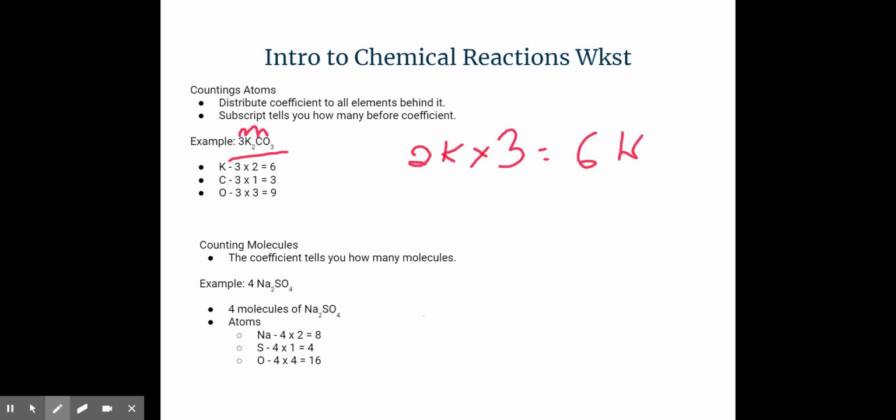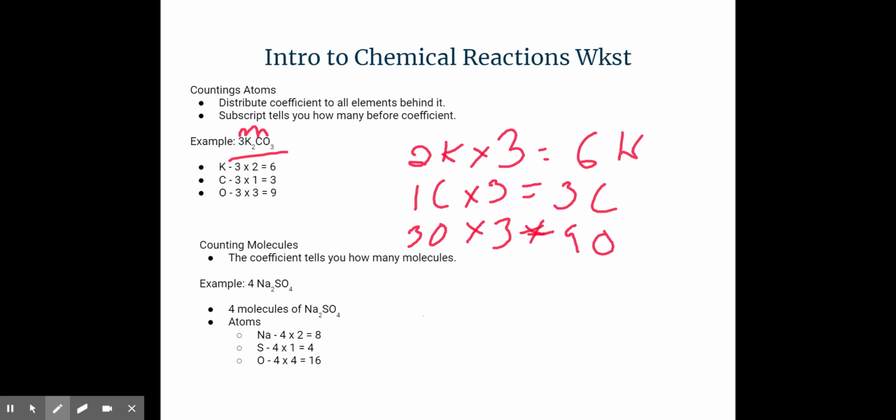Same can be true with carbon. Originally you have 1 carbon. You're going to multiply by 3, giving you 3 carbon. Oxygen, there's already 3 O's, but you have 3 of those compounds, so you've got to multiply by 3, giving you 9 oxygen atoms total.